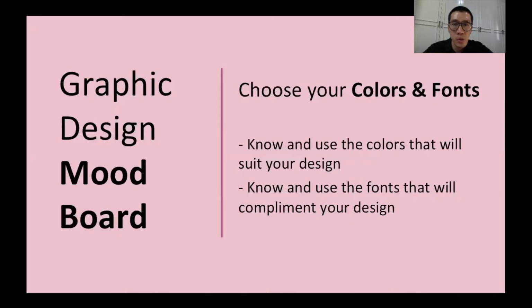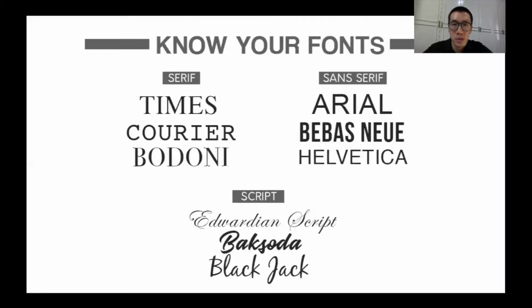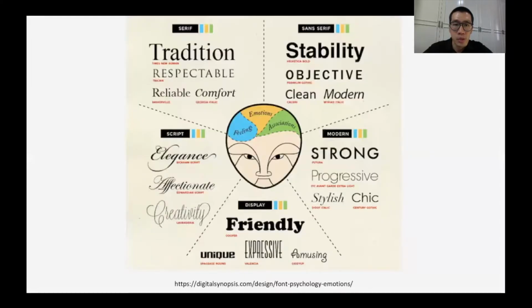So next is you want to choose the colors and fonts. So basically fonts and colors, as I've discussed earlier, have a certain mood that they evoke to the viewers. So here are examples of fonts. There are serif, sans serif, and script. So here, as you can see, the mood of a font evokes a certain feeling.